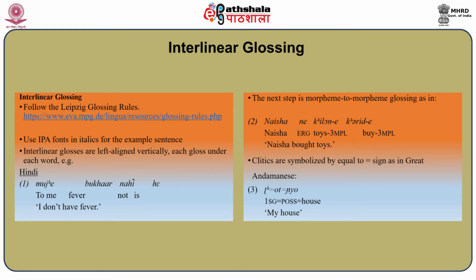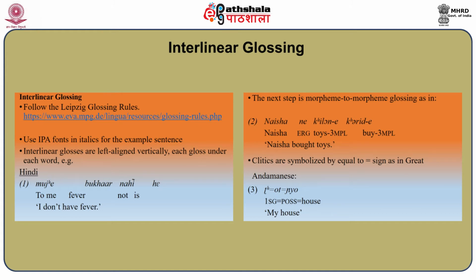So for example, for that morpheme to morpheme glossing, if I were to discuss sentence number 2 given on your slide, Naisha ne khilone kharide. Naisha can be translated in the second line as Naisha, the name of a girl, but ne is an ergative marking because it's the past tense of a transitive verb. So Naisha ne has an ergative marking. Khilone is segregated as khilon plus a, which is third masculine plural. So you should write toys hyphen third masculine plural, and kharide also, because there's an agreement phenomenon here.